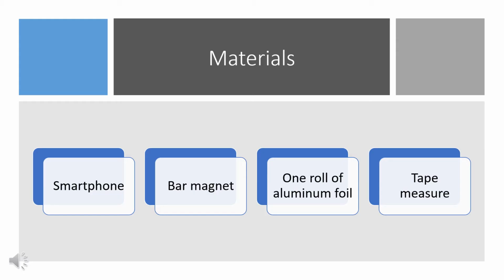For this lab, you will need a smartphone to record the experiment, a bar magnet to drop through the roll of aluminum foil, and a tape measure to take all the measurements of the aluminum foil.